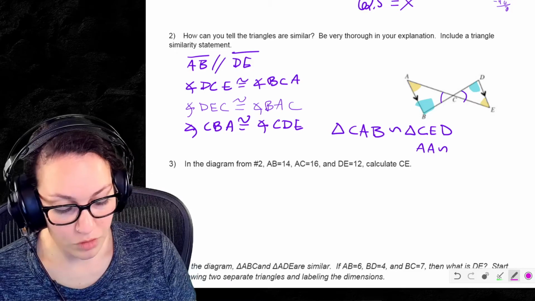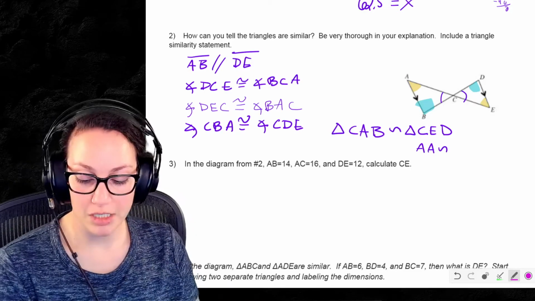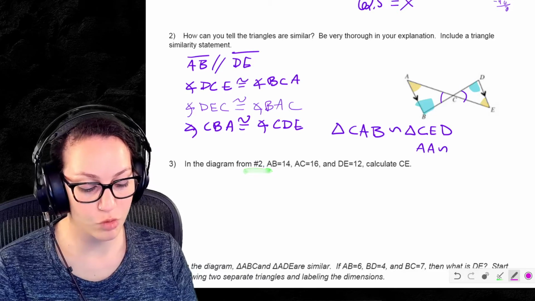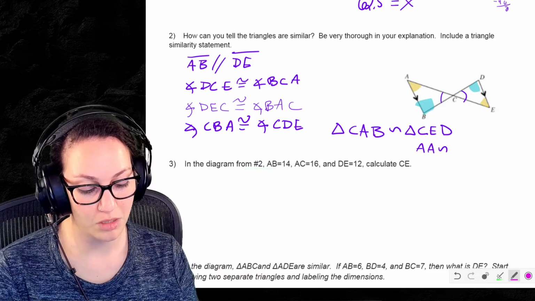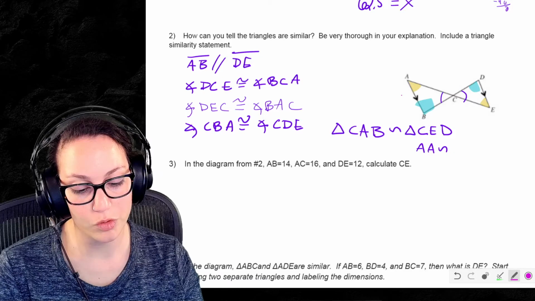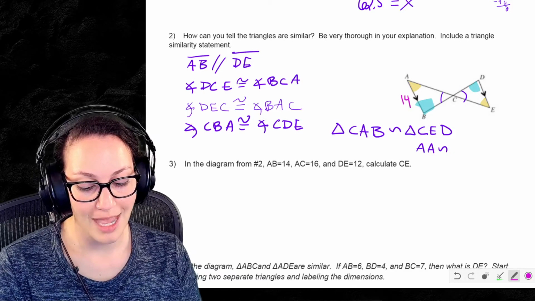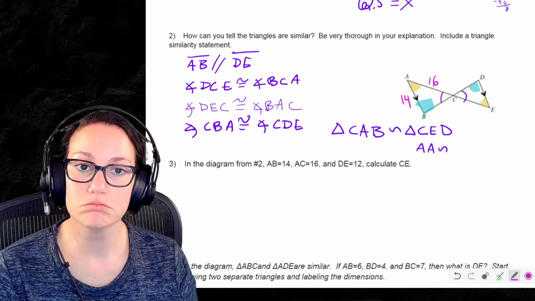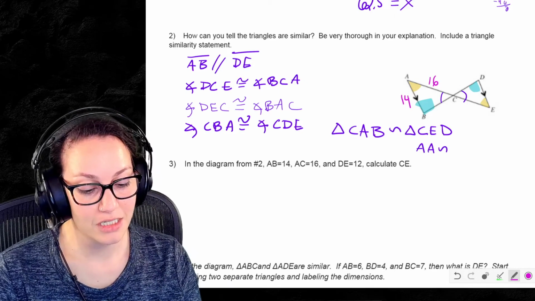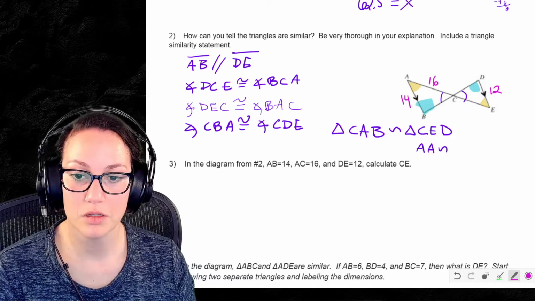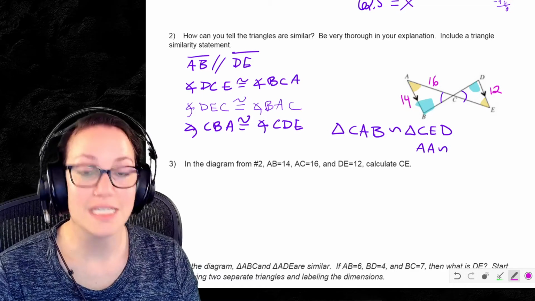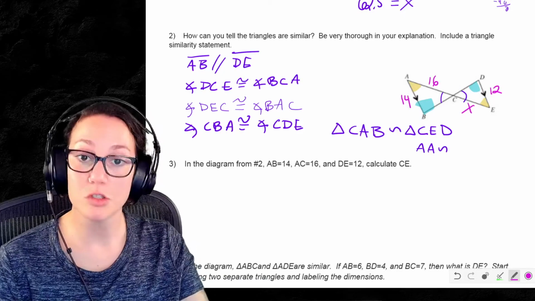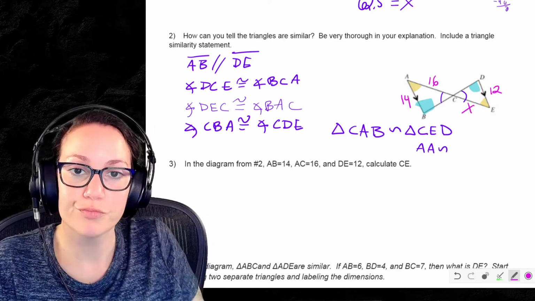So now for part 2 of this. So in the diagram from number 2, if AB equals 14, so I'm going to go ahead and label that. So AB equals 14 and AC equals 16 and DE equals 12, calculate CE. So I'm going to label that with an X so that I can set up a proportion and solve for X.